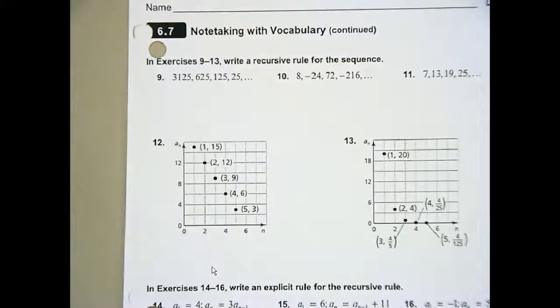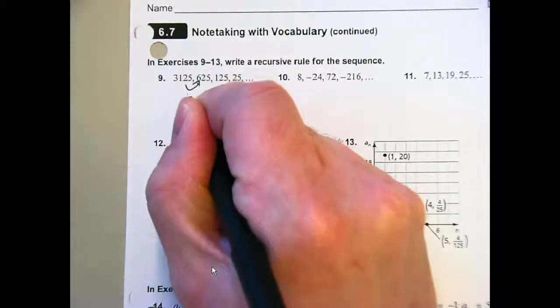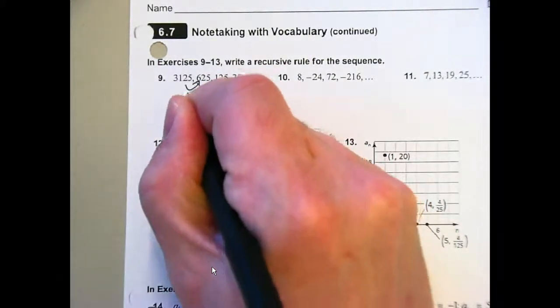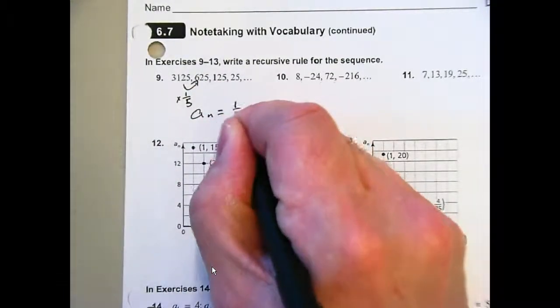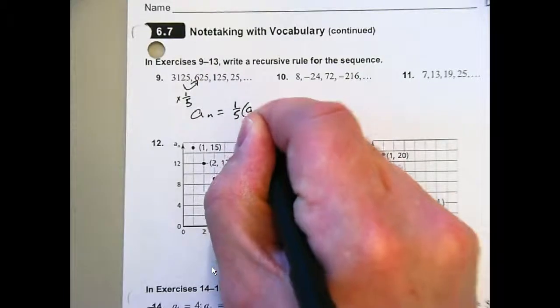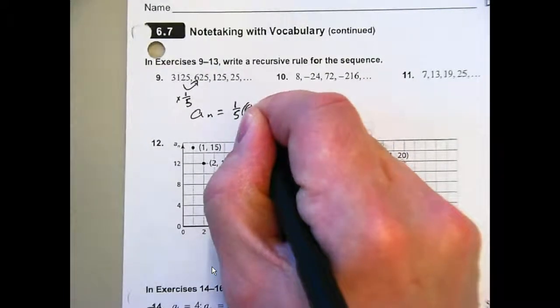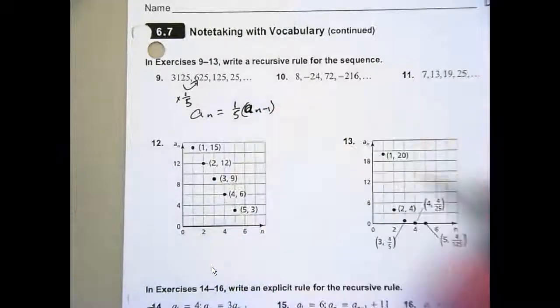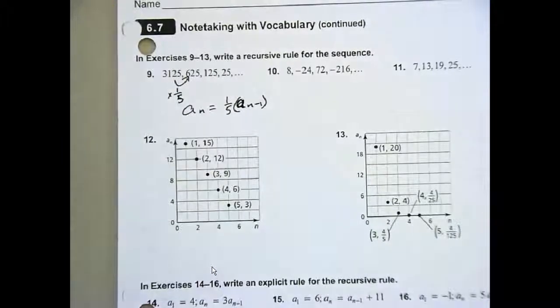Hey, good question. Is a recursive rule the same as a recursive equation? The answer is yes. You're just multiplying by 1/5 every time here. Therefore, you've got your a sub n is equal to... you could have put your parentheses around the 1/5 instead of the a of n minus 1, but either way. Okay?